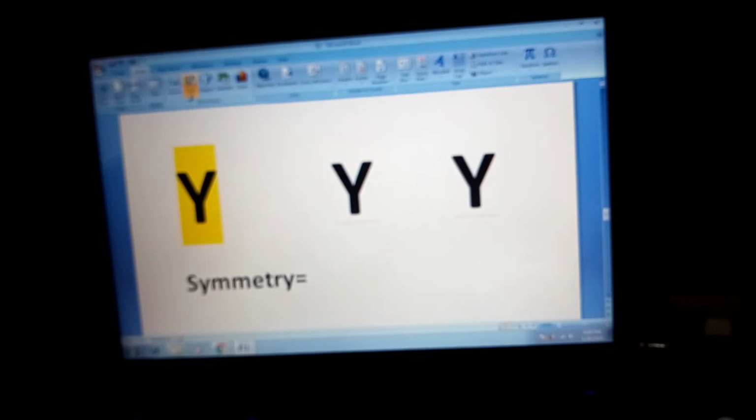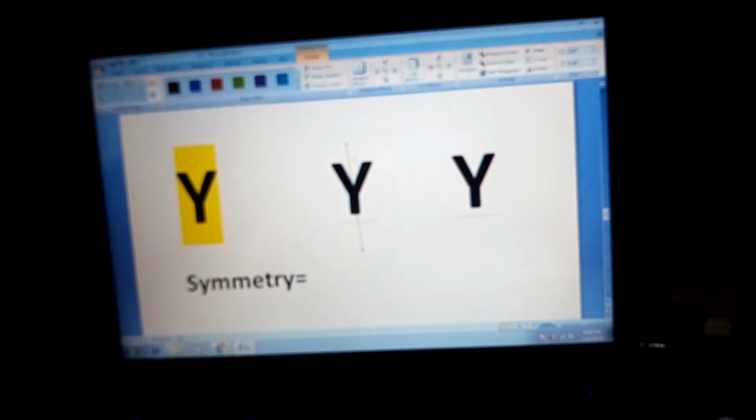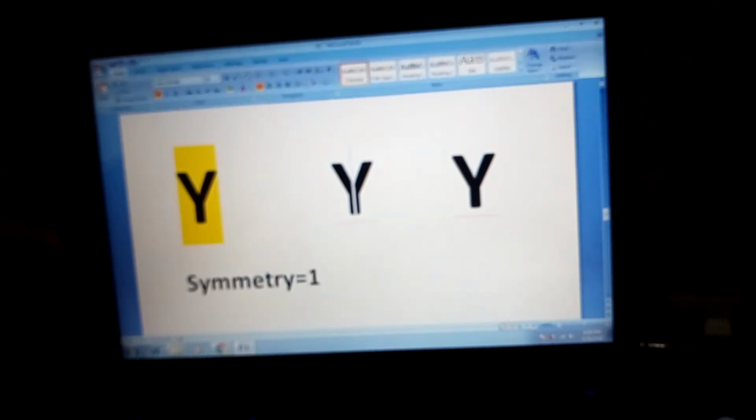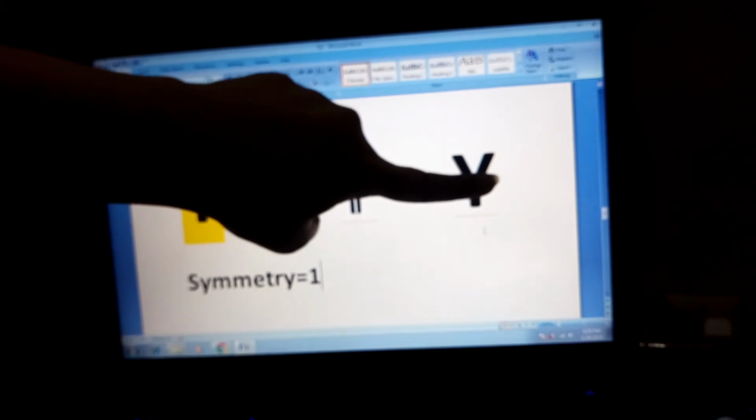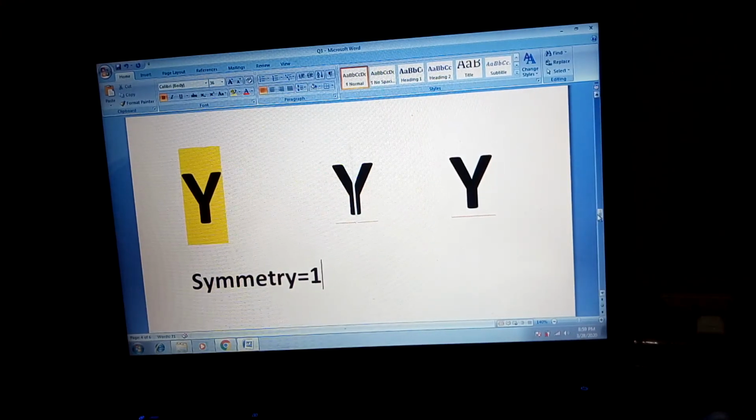Okay, why? So there is one symmetrical line of Y, because when you cut it from the center, it doesn't give us the reflection image.